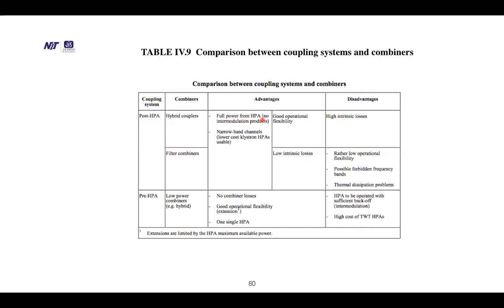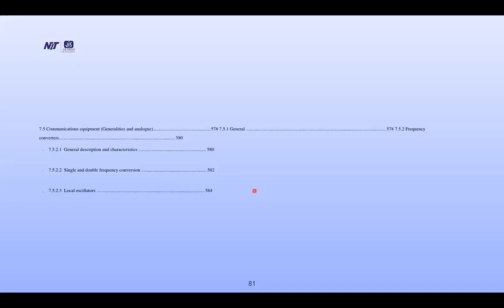Advantage, full power of HPA. It has narrow band channels, good operating flexibility, low intrinsic losses, and correspondingly high intrinsic losses. And for this one, it is rather low operational flexibility, possible forbidden frequency bands, thermal dissipation problem. These are the disadvantages. Now pre-HPA, the combiner is a low power combiner, that is, it is a hybrid model, and the advantage is no combiner losses, good operational flexibility, one single HPA, and the disadvantage is the HPA has to be operated with sufficient backup, high cost of TWT, and HPS is associated with this.